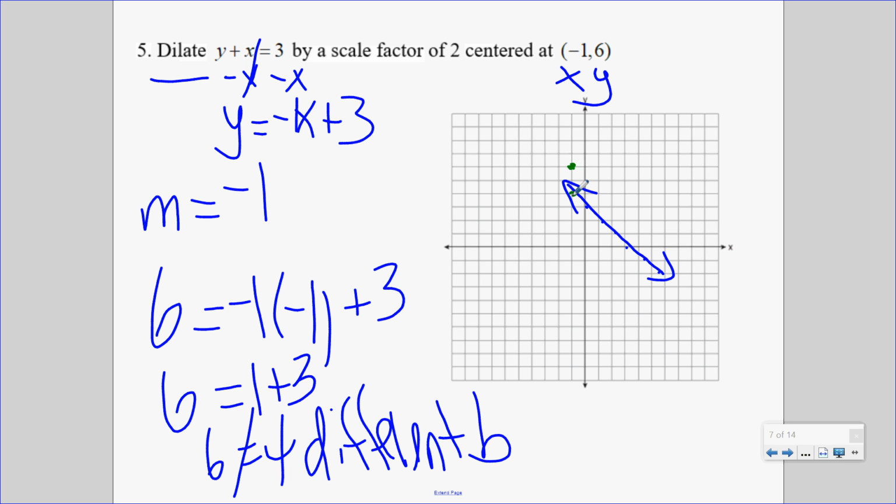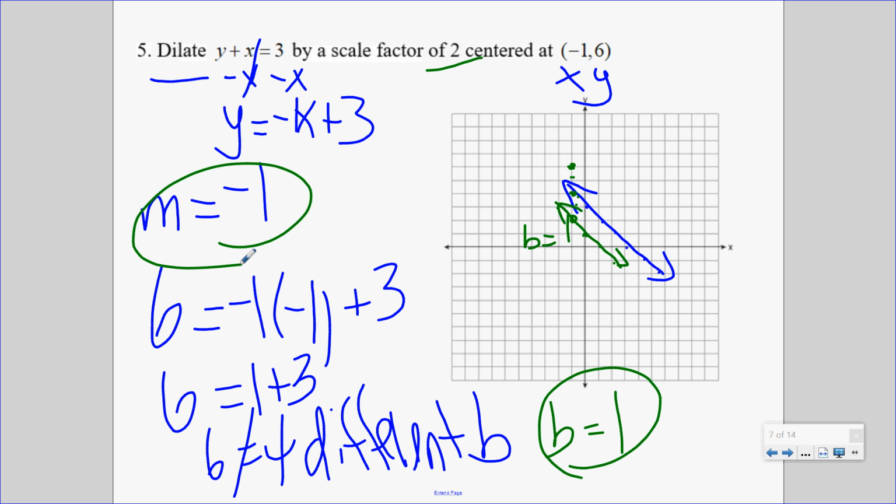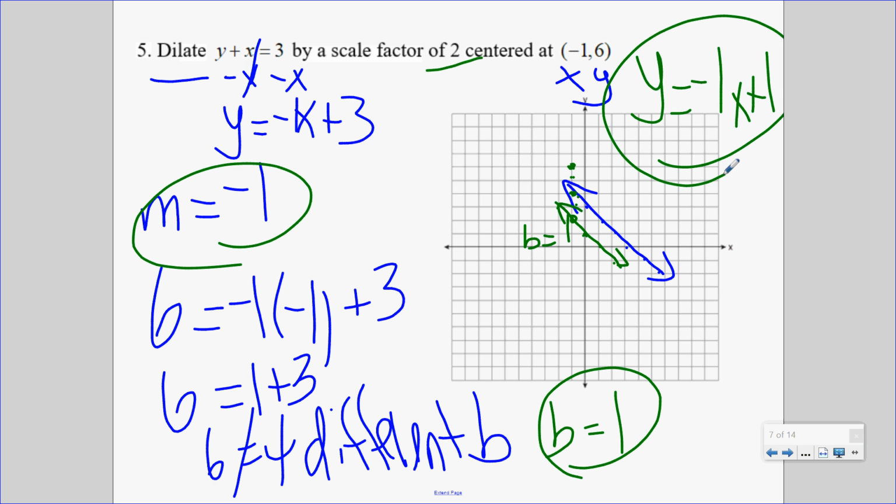So let's do this one. It's down 2. Do that twice. Down 2. Down 2 more. It ends up there. The slope is -1. So I apply my slope of -1. The y-intercept is 1. Y equals -1x plus 1.